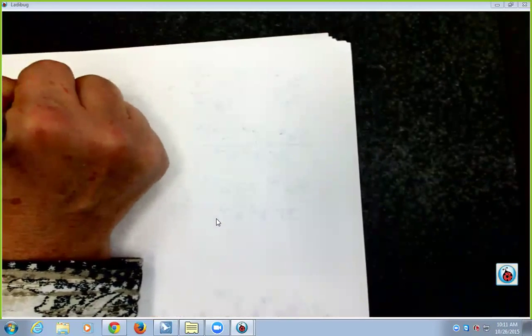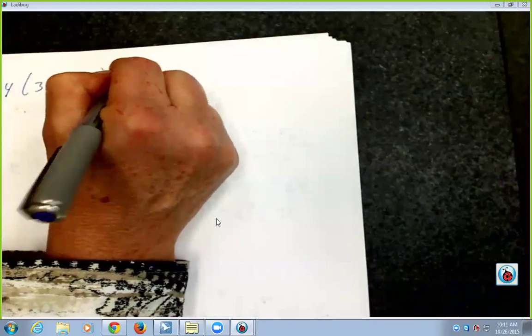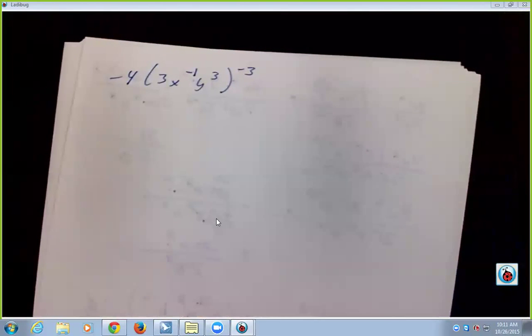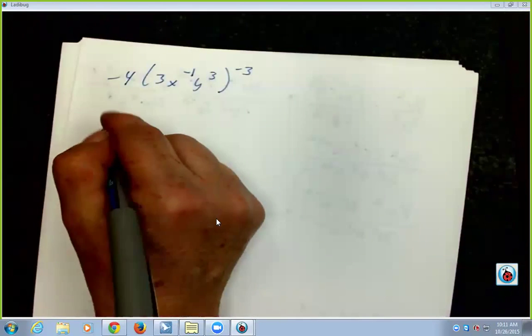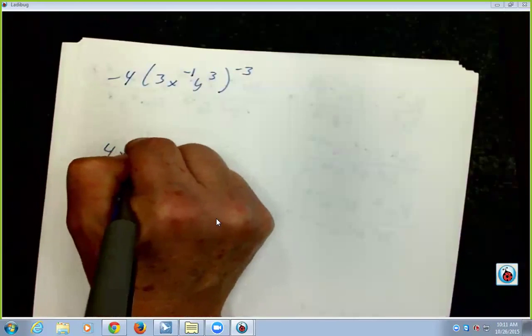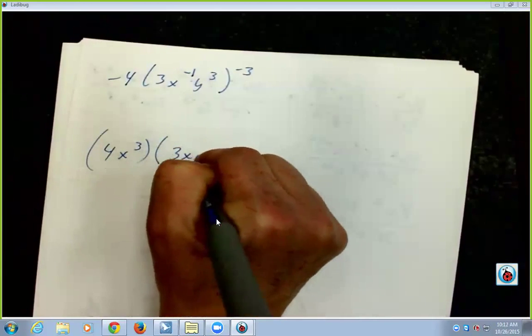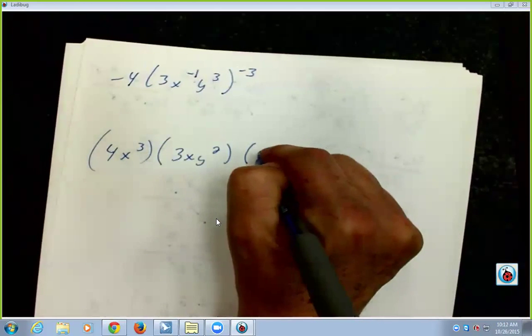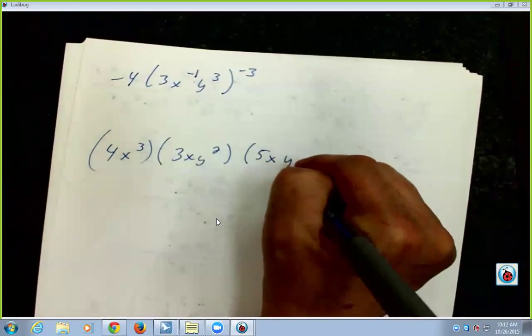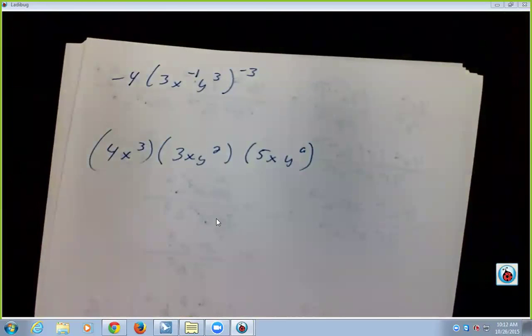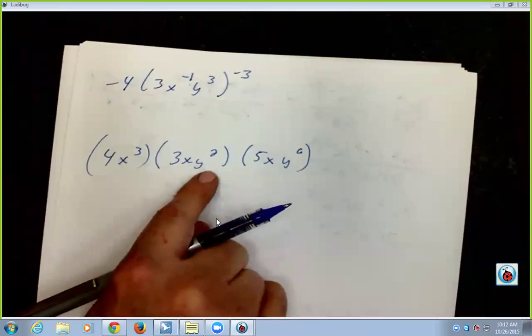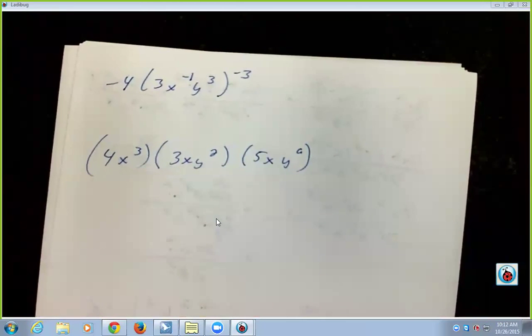How about this one? Negative 4 times 3x to the negative first, y to the third, raised to the negative third. I don't know if that's what you're talking about, or are you talking more 4x to the third times 3xy squared times 5x? Yeah, when everything is small, it's not on top and bottom like a division. It's all straight across. This is more of the 5.1 than it is 5.2.